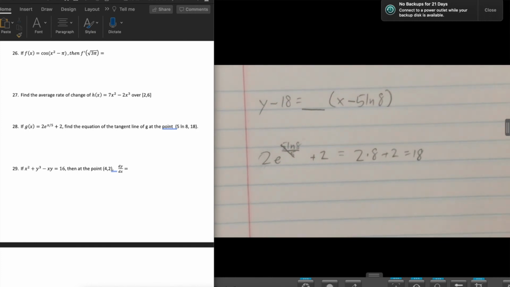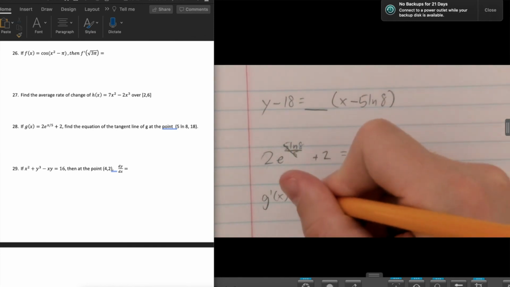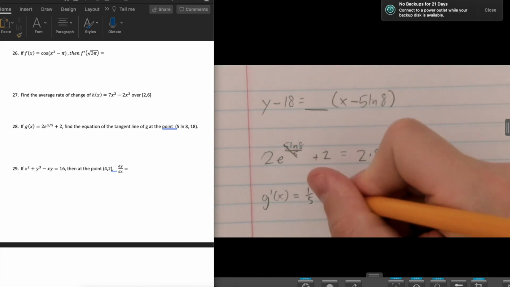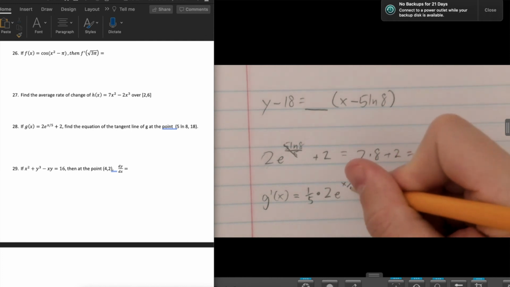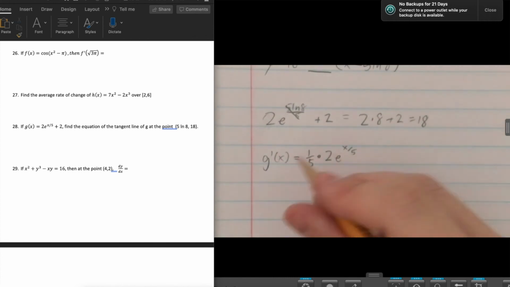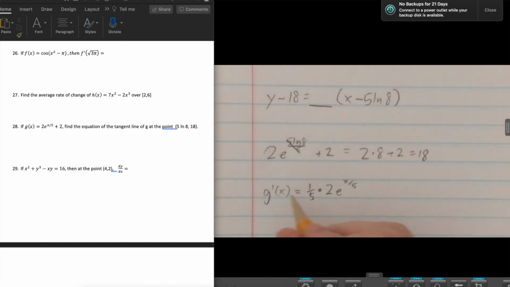Now let's differentiate and see why we wanted to review that up front. When we get g prime, we've got a chain rule here. You're going to have to differentiate x over 5, which is 1/5. That's going to stay multiplied to the 2, e to the original expression, and the 2 at the end drops off and derives to 0. So now we need to figure out what the slope is. We need to figure out this missing piece at 5 ln 8.